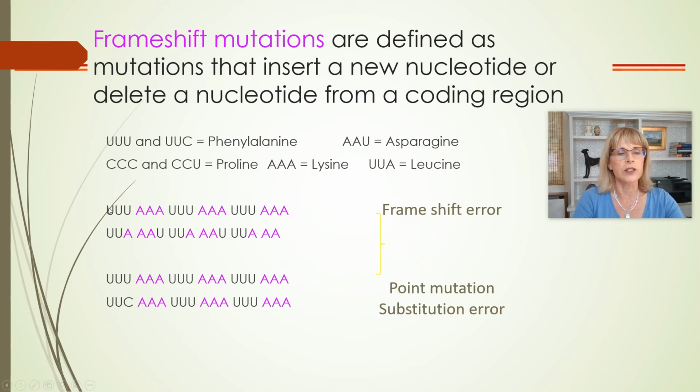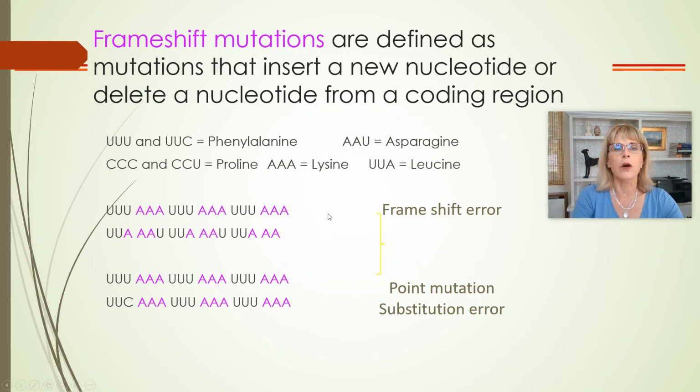Let's imagine that this thing, UUU, of course, this is not DNA, this is messenger RNA. UUU, that's going to be what our messenger RNA should have said. So up here, UUU is phenylalanine and AAA is lysine. So when we made this peptide, it should have said phenylalanine, lysine, phenylalanine, lysine, phenylalanine, lysine, right? That's what it should have said.